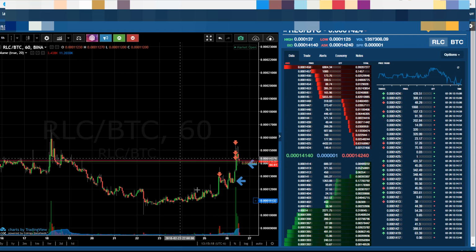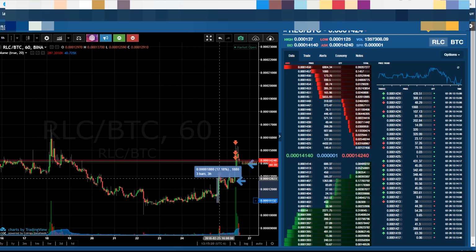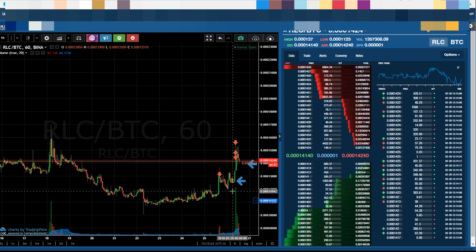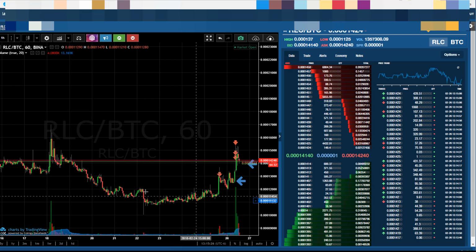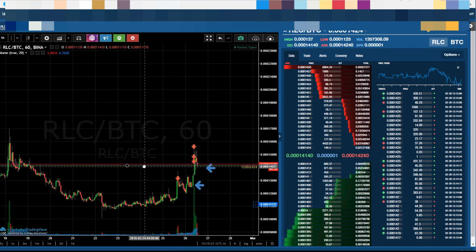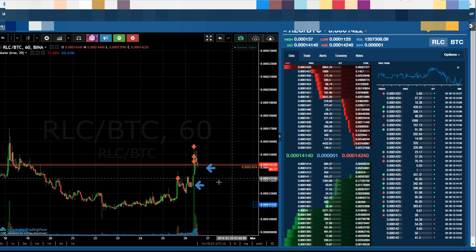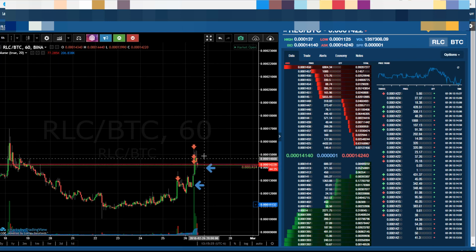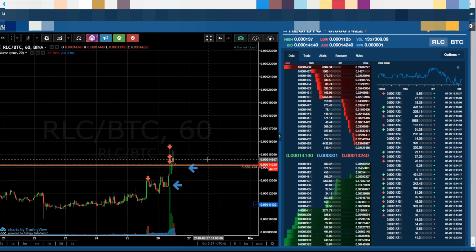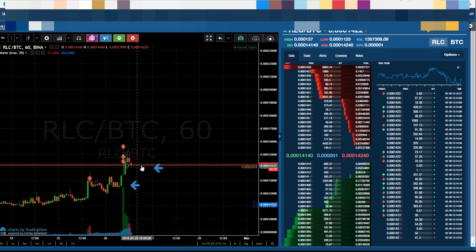I've noticed, you'll see here, it's pumped over the last couple days, right? We've seen it pump over the last couple days. RLC is one of those things that likes to pump over a couple days and then it kind of goes silent. So we looked at that and said, okay, let's put our exits accordingly. And this trade worked out for us.